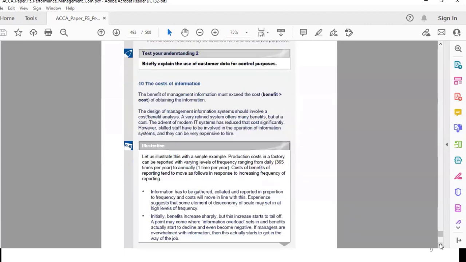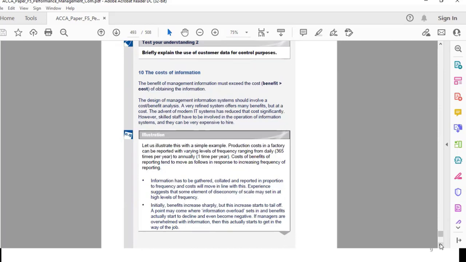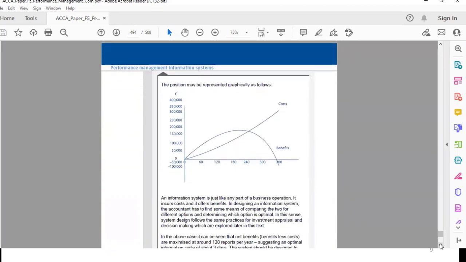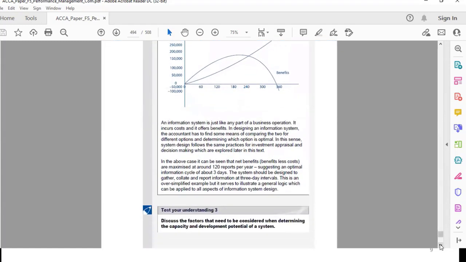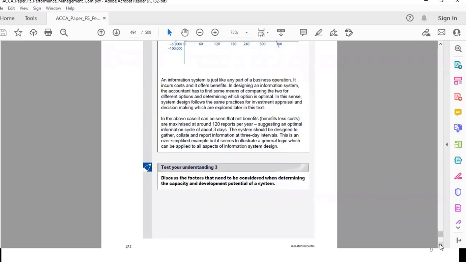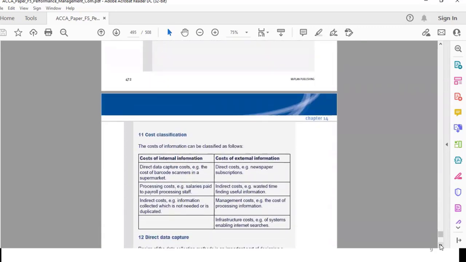The cost of information: obviously everything has a cost. If you are conducting research, or if you are getting a system, you should be sure that, as per the cost benefit analysis, the benefit should be greater than the cost. As the cost increases, benefits are decreasing. So you have to focus on one thing: if there is no sufficient benefit, there is no use of incurring such cost.